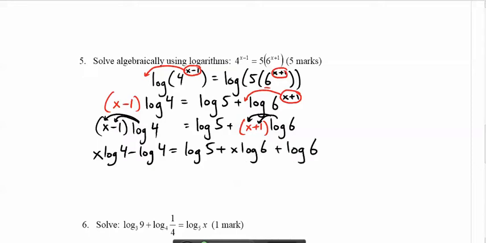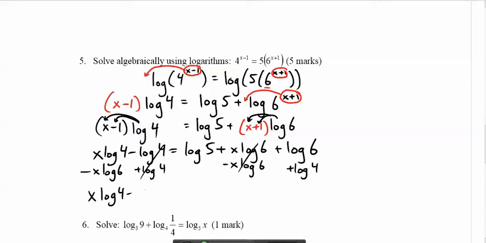So now collect all the x's on one side. I'll move this term over to the left, and I'll move this term over to the right. So I have x log 4 minus x log 6 equals log 5 plus log 6 plus log 4.